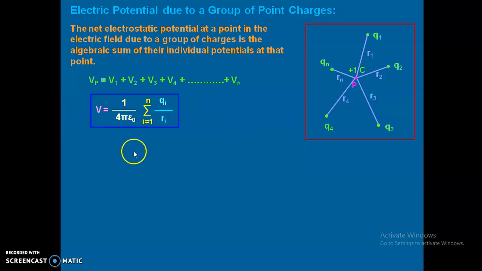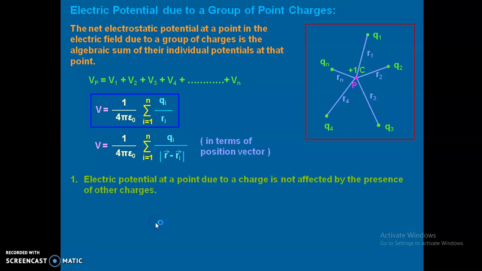So in a compact, compressed manner, we can write the electrostatic potential due to n charges like this. Okay. And this can also be written in the position vector form like this. V is equal to 1 upon 4 pi epsilon naught sigma Qi upon mod of vector R minus vector Ri, where i goes from 1 to n, right?